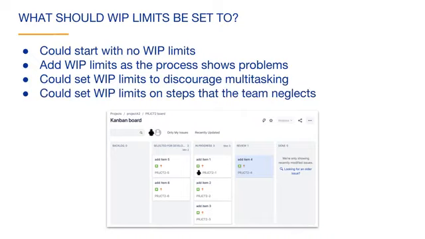You could also set work in progress limits on the steps that the team tends to neglect. For example, this workflow has a review status after the in progress status. This step ensures that other team members have looked at the work before it is considered done. If you find that issues are piling up in the review column, you could set a maximum limit on that column to ensure that the issues flow all the way to the done step.